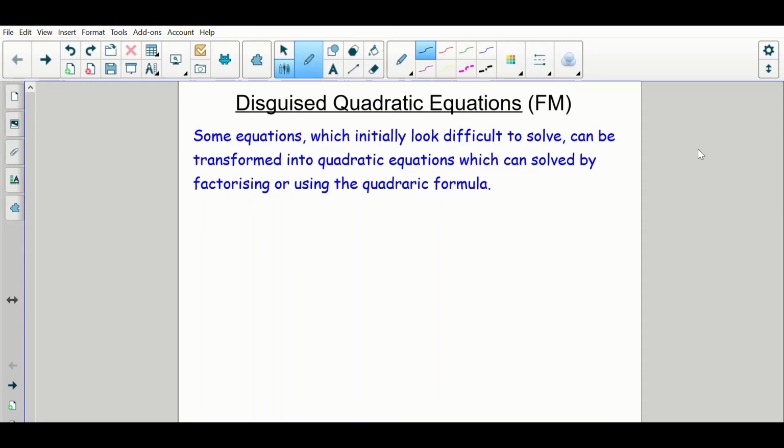Sometimes we're asked to solve an equation that initially looks too difficult, but if we can transform it into a quadratic equation, we can then solve it by factorising or the quadratic formula. These are called disguised quadratic equations and they're part of further maths only.